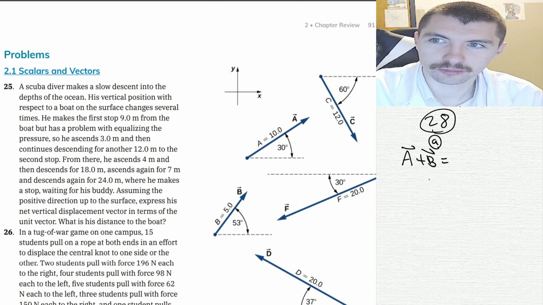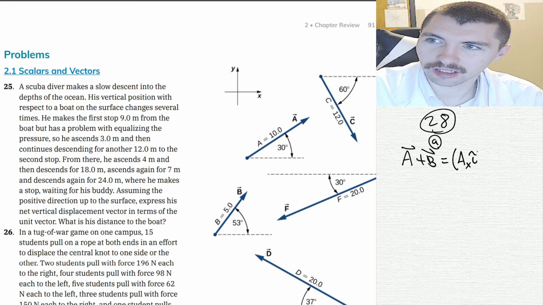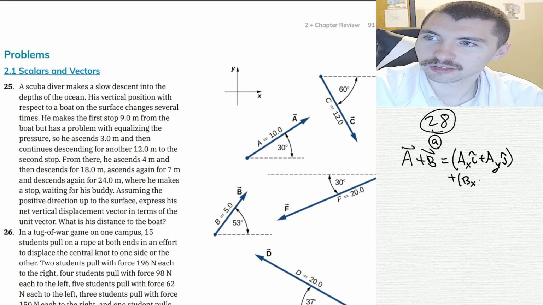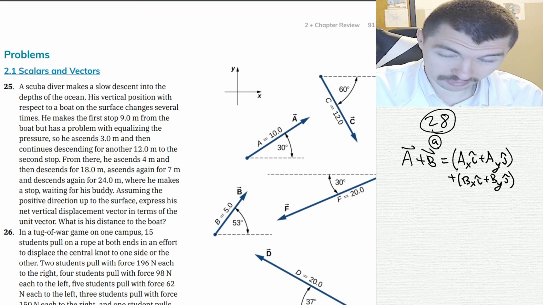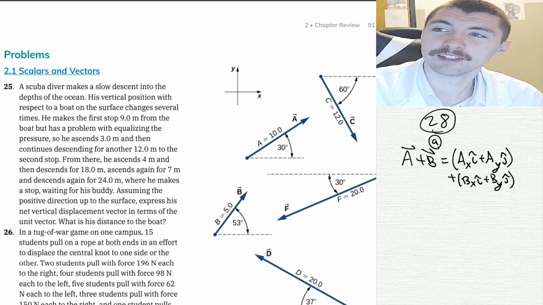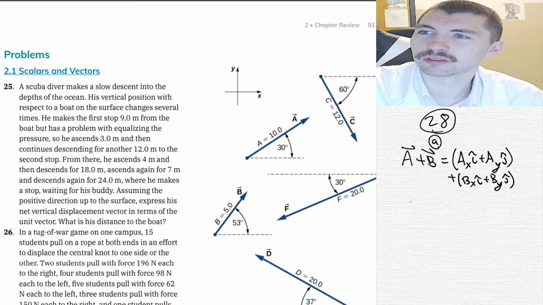Okay, so a plus b is the same as saying ax i plus ay j plus bx i plus by j. So let's break these down into components, and then we can add the i's.